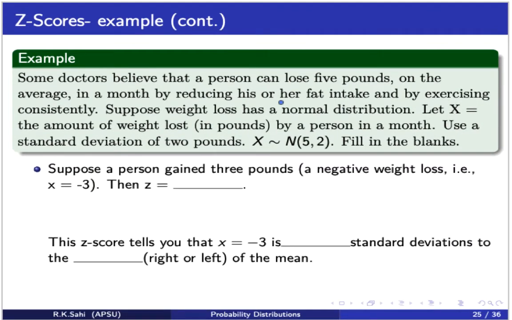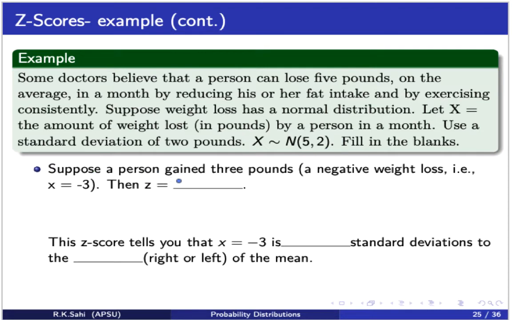Some doctors believe that a person can lose 5 pounds on the average in a month. I'm just repeating this problem again. By reducing his or her fat intake and by exercising consistently. Suppose weight loss has a normal distribution, and we are assuming the random variable is the amount of weight lost in pounds by a person in a month. So losing weight is in a positive sense we're looking at here. And we're using a standard deviation of 2 pounds. That means x is a normal distribution.